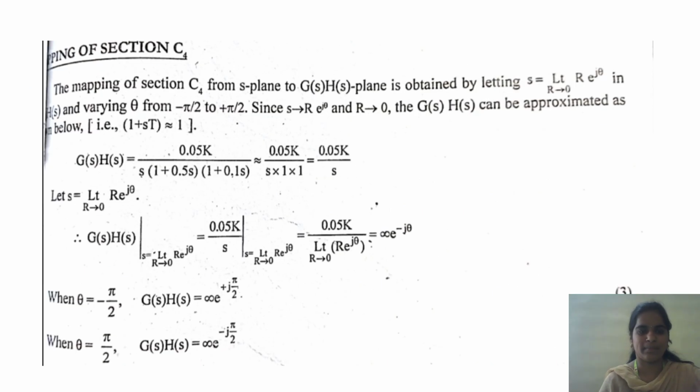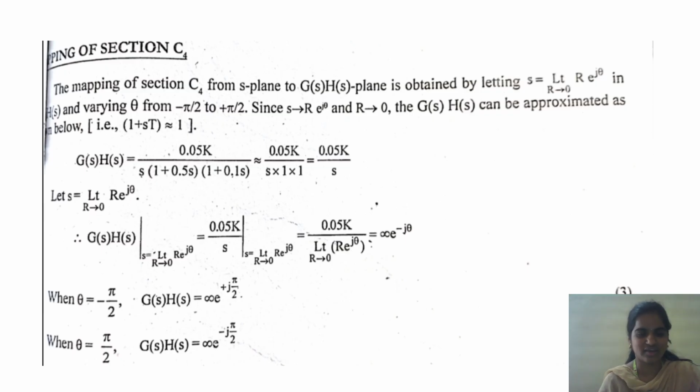Mapping of C4, from the s-plane of G(s) into the H(s) plane. Letting s tend to 0, R tends to 0, s equals j omega R. From here we know the earlier equation, 0.05 k divided by s(s+1)(1+0.5s)(1+0.1s), which equals 0.05 k by s. Let s equal the limit as R tends to infinity of R e to the power of j theta. Finally, we get theta equals minus pi by 2.